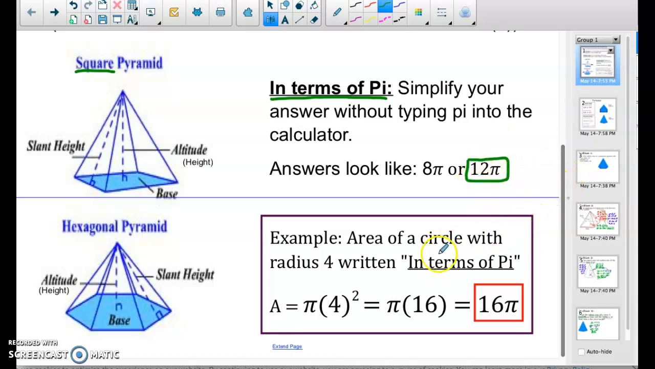So here's another example. Find the area of a circle with a radius of 4, written in terms of pi. First, I know my area is pi times that radius squared, so I plug in that radius, and the only calculation I'm going to do is this 4 squared. 4 squared gives me 16, and I write my final answer as 16 pi. I don't type in 16 times 3.14 in the calculator. I just leave it just like this. That is in terms of pi.